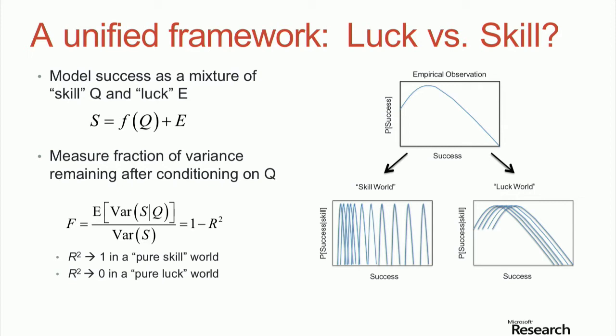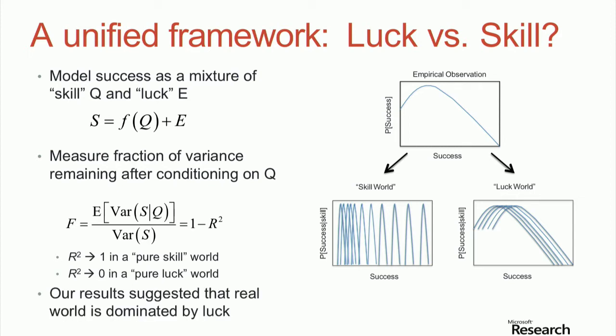Okay, so empirically, we're at like 0.4. So we're sort of more towards luck world than skill world, and that's the claim that we've been making in all of these papers.